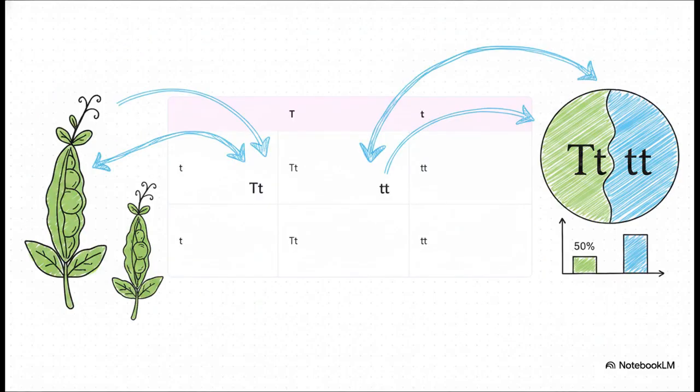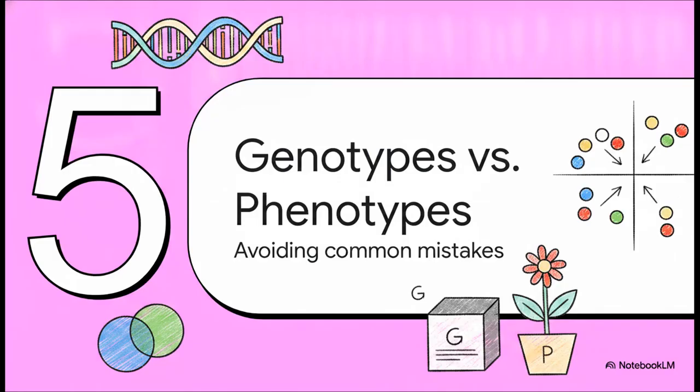All right, let's run just one more calculation to really lock this in. This time we're crossing a heterozygous tall plant, capital T, lowercase t, with a homozygous dwarf plant, lowercase t, lowercase t. Watch the paths of the alleles dropping into the grid again. Look at that. It splits straight down the middle. 2 boxes read Tt and 2 boxes read tt. This visually proves that this specific cross gives us an exact 50-50 split, 50% tall, 50% dwarf, a perfect 1-to-1 ratio. Moving on to Section 5, genotypes versus phenotypes.